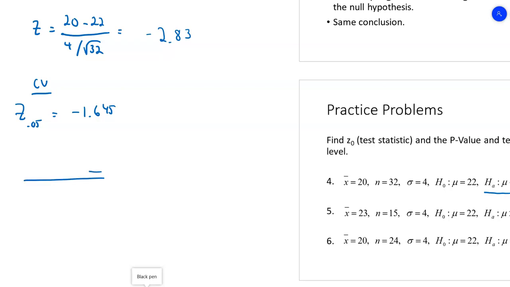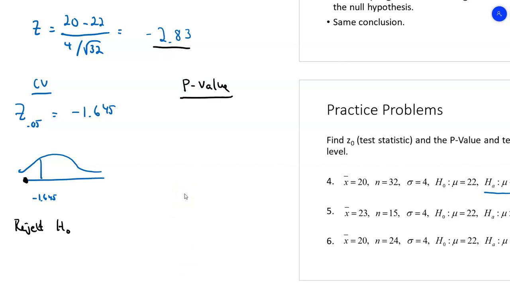All right, draw yourself a little picture. Critical value, -1.645. Test statistic, here, -2.83, clearly in the reject spot. So reject the null, enough evidence in favor of the alternative hypothesis.